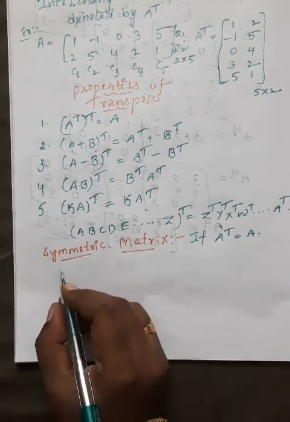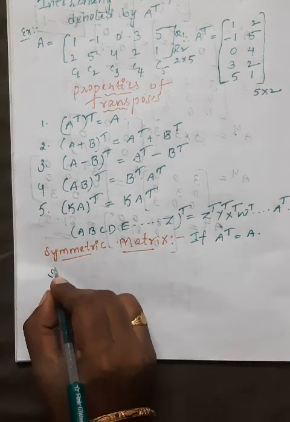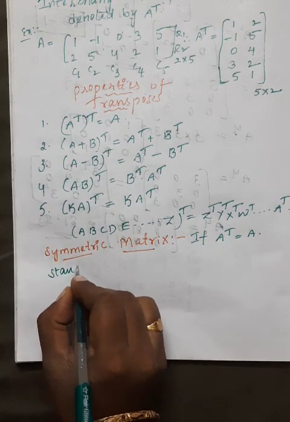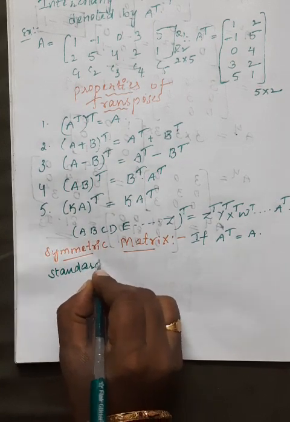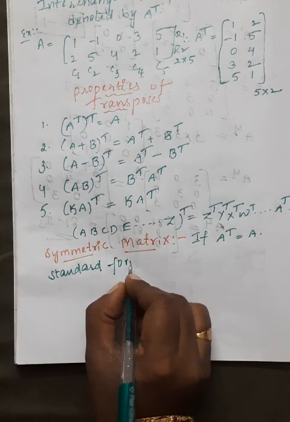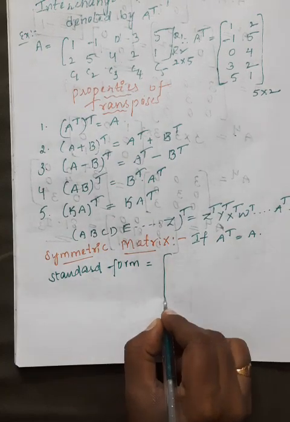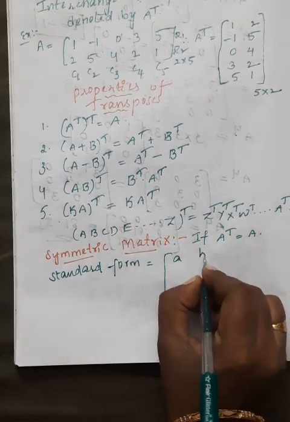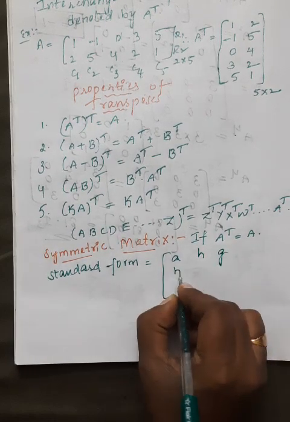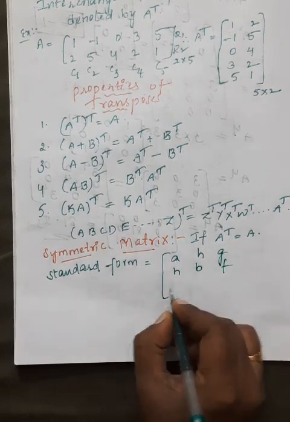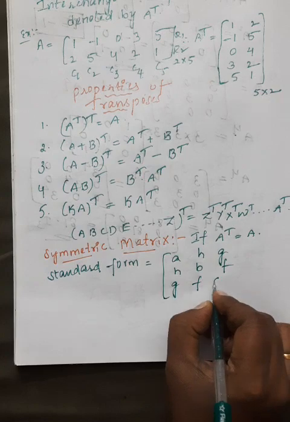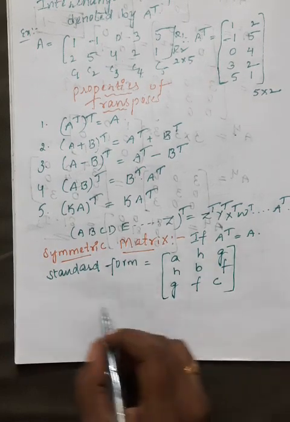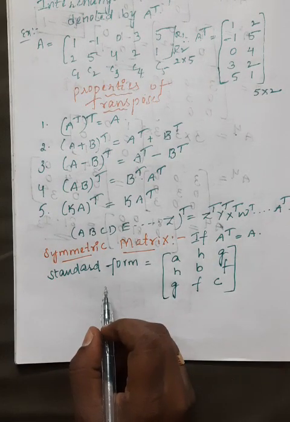So every symmetric matrix is of a standard form. The standard form of a symmetric matrix is: A, H, G; H, B, F; G, F, C. So this is the standard form of a symmetric matrix.